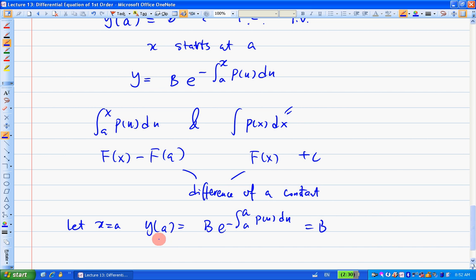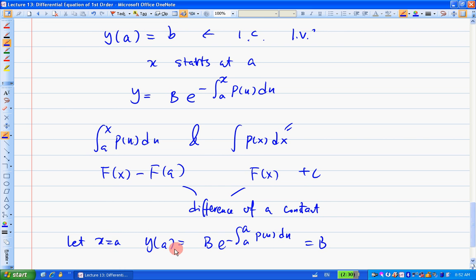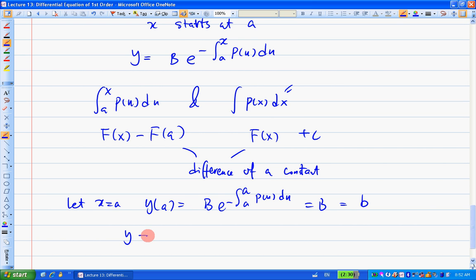At the same time, you have your initial condition. The initial condition tells you y of a equals b, right? Y of a equals b. Which means this capital B is basically the same as the small b of your initial condition, right? So with this solution, my solution for y is actually basically b times e to the power negative integral from a to x of p of u du, right? So that's the initial condition here.